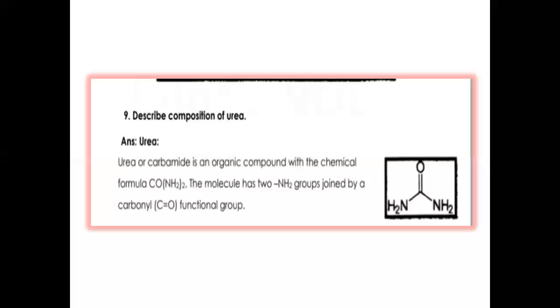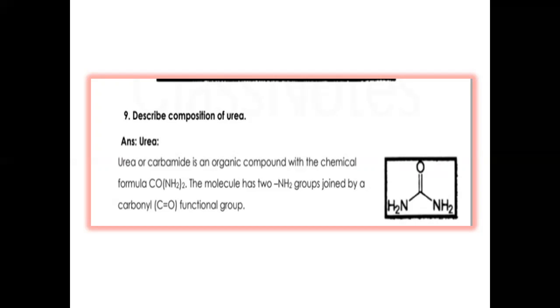Question number 9, describe the composition of urea. If you see the structure or formula of urea, NH2CONH2, then you can see that this structure contains nitrogen, oxygen, hydrogen, and carbon. So urea, also called carbamide, is an organic compound with the chemical formula CO(NH2)2. We can write it separately as NH2, or in a bracket with 2 outside.